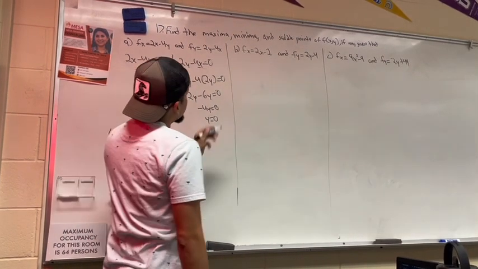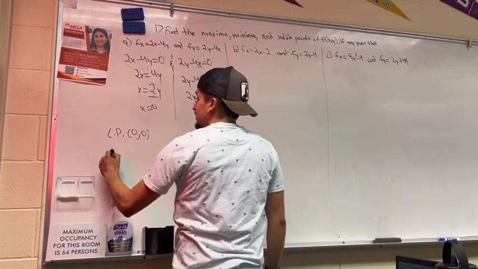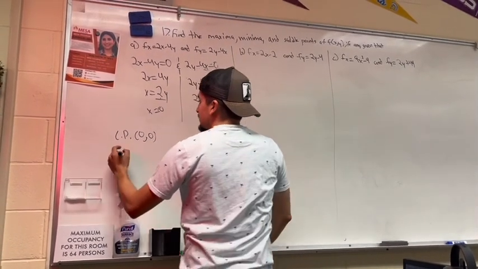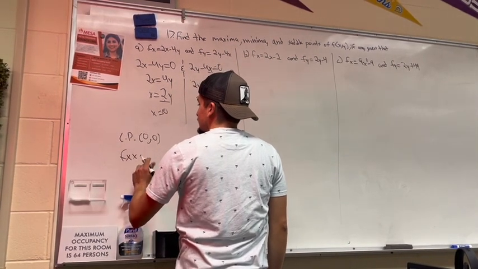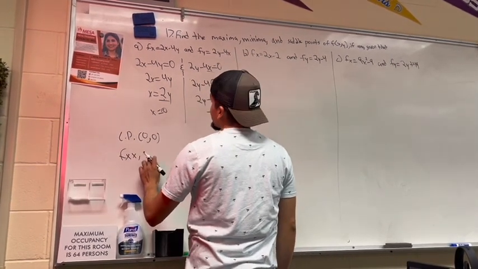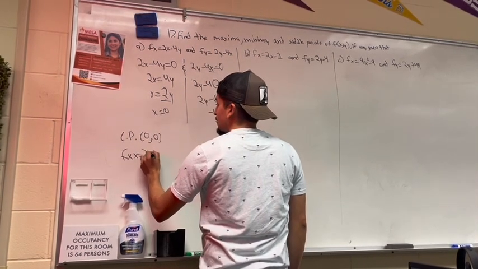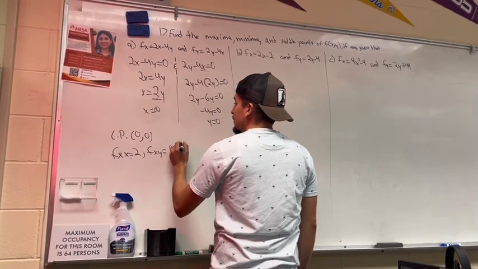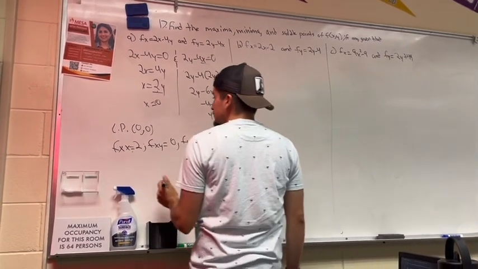But we still need to find the maximum, minimum, and saddle point. So we set it in the determinant form. Or actually, we're gonna find the partial of x of x, which is just 2. Partial of x and y, which is just 0. And partial of y y, which is just 2 as well.